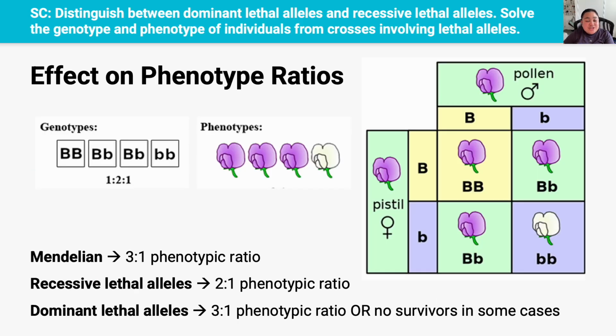Lethal alleles can actually have a dramatic effect on the phenotype ratios. As you'll remember, Gregor Mendel's classic crosses gave us a 3:1 phenotypic ratio when 2 heterozygotes are crossed, 3 showing the dominant trait, and 1 showing the recessive trait. But lethal alleles disrupt this pattern because one of the genotypes doesn't survive to be observed in the offspring. This was actually how lethal alleles were discovered, through their unexpected effect on phenotype ratios.